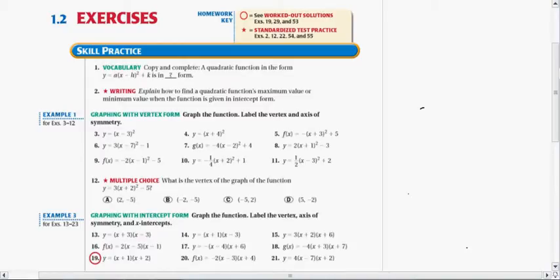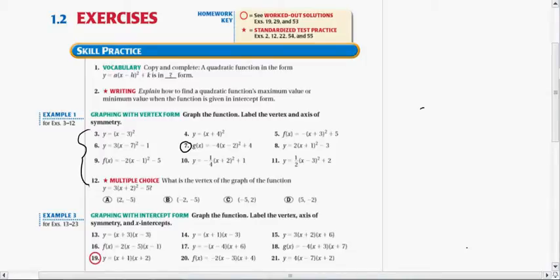So tonight's homework has to do with graphing parabolas that are in vertex form. It's on page 15, the 1.2 exercises, and the problems are these, 3 through 12. I'm going to demo number 7, and you can actually use the same process for all of these problems.